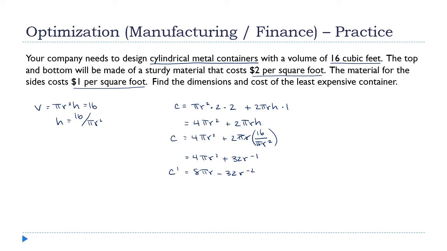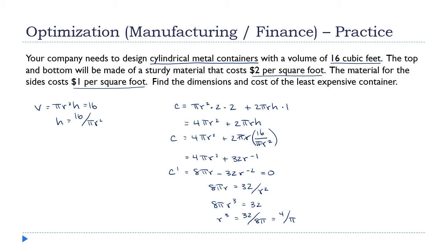Okay, so let's set this equal to 0. Move the 32 r to the negative second over. 8 pi r equals 32 over r squared. Now, let's see. Multiply both sides by r squared. 8 pi r cubed equals 32. Divide both sides by 8 pi. R cubed is 32 divided by 8 pi, which is 4 over pi. That's pretty close to 1.